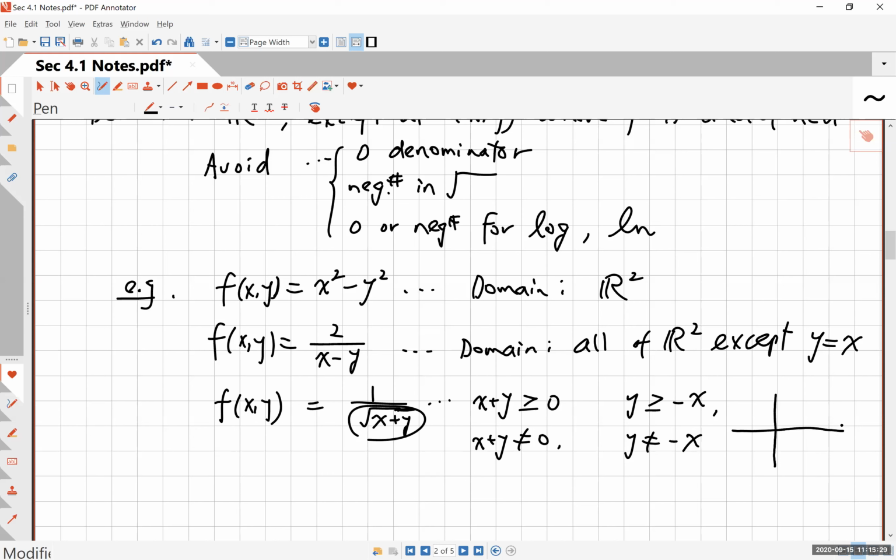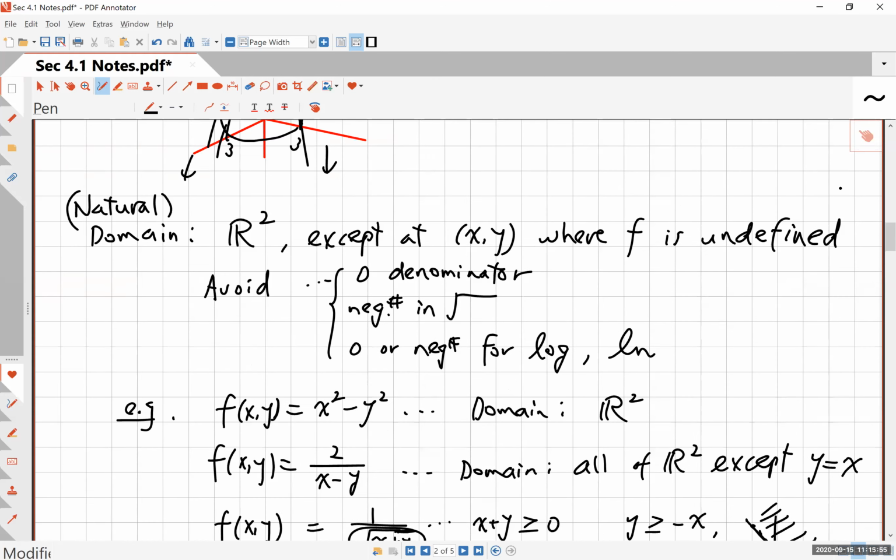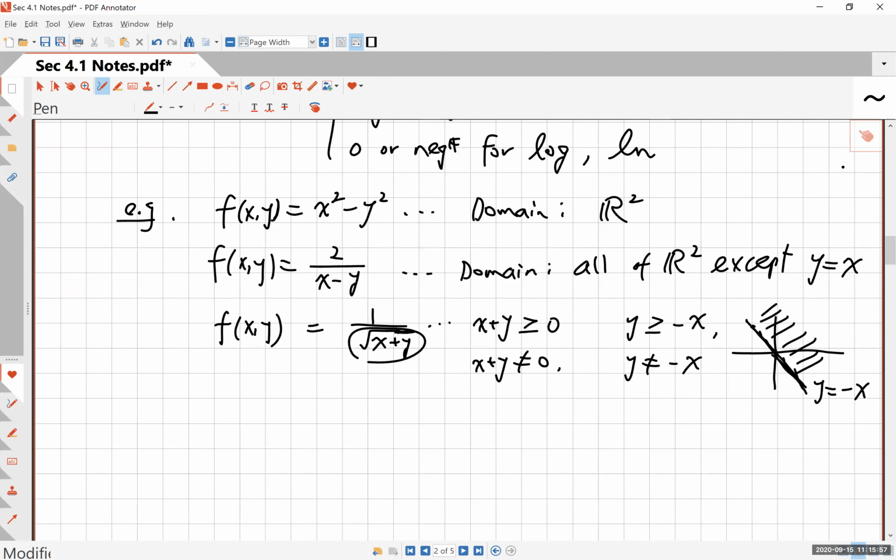So this will be the set of all points except for this line. This is the line y is equal to negative x, right? Well, actually that's not true. If y is greater than this, then it's okay. And so all of these points will be acceptable, except you can't have this, right? So these are the things that you have to remember when you think about the natural domain of these functions.